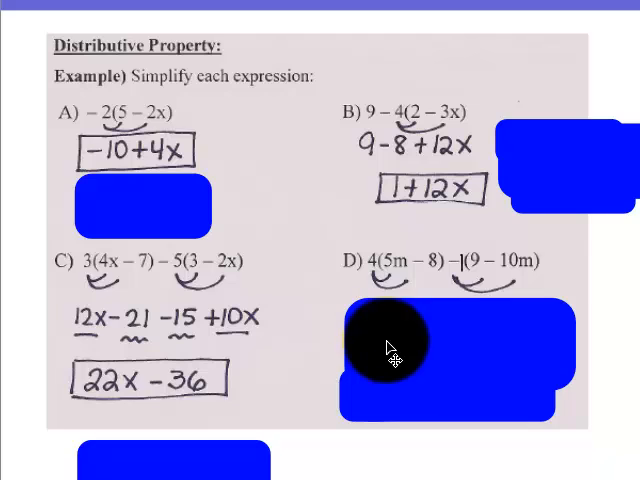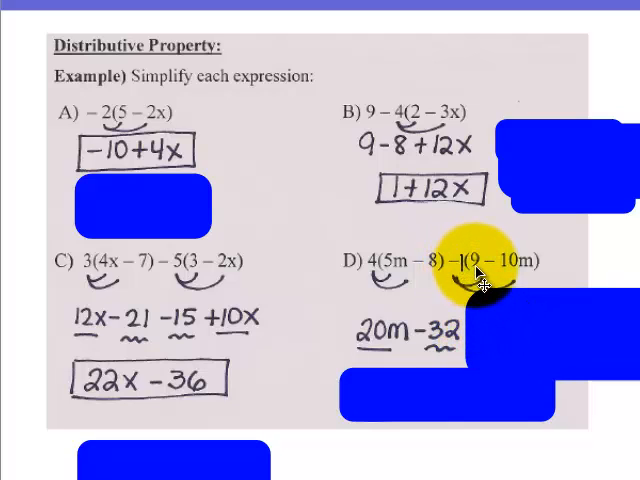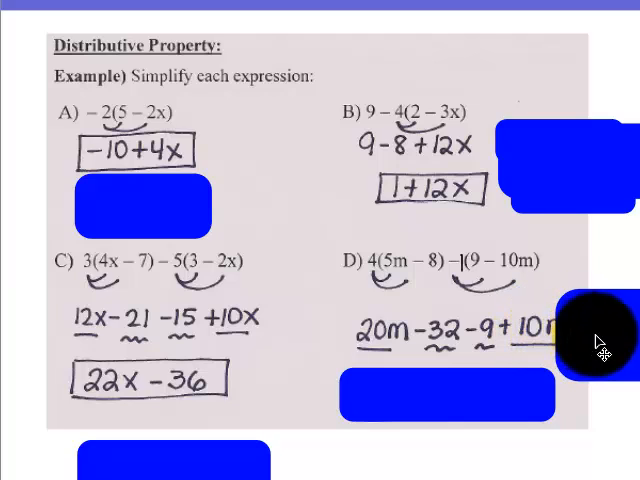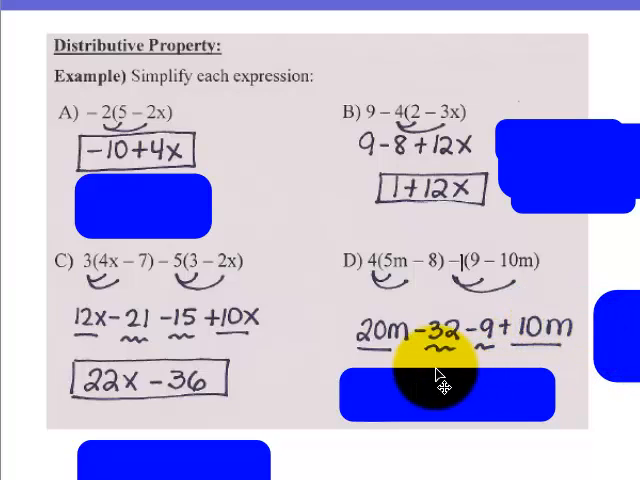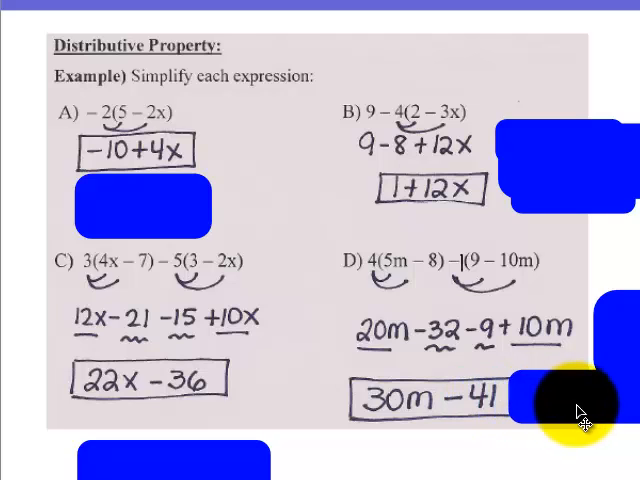When I distribute, I get 4 times 5m is 20m. 4 times negative 8 is negative 32. Negative 1 times 9 is negative 9. And negative 1 times negative 10 is positive 10m. Alright, now it's time to combine like terms. So 20m plus 10m is 30m. Negative 32 minus 9, signs are the same, you would add, so it would be negative 41. And since I can't combine anymore, this is my final answer.